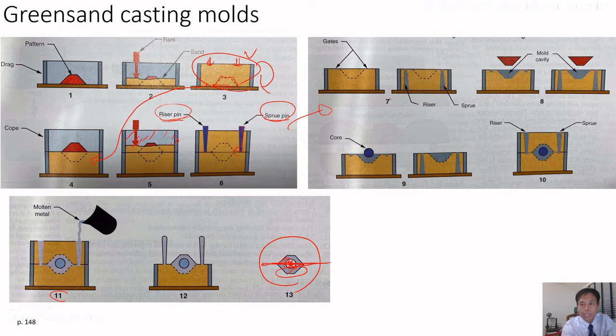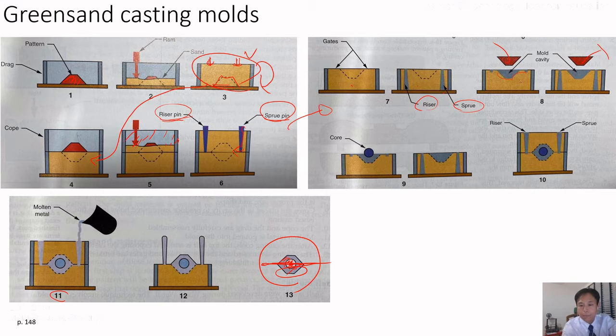So this we can split into two parts. This is the top, and this is the bottom. After putting in the pin, we can take out the riser and the screw pin. Then we can create the riser and screw hole here, and we also take out the pattern, and then we create this cavity. So after this we are ready.